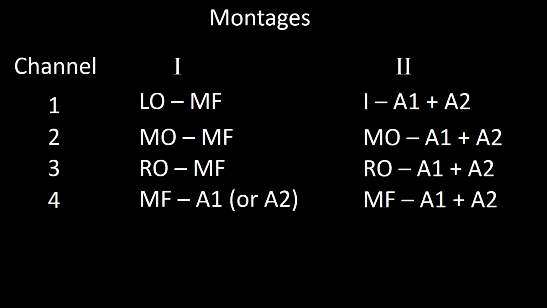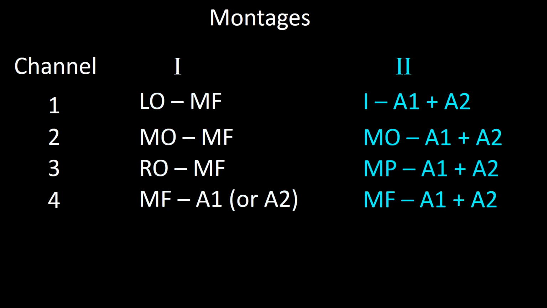These electrodes are combined to make two montages, as you can see in this frame. Montage 1, which is regularly used, is the montage in which the occipital electrodes are referred to the mid-frontal electrode. In addition, a fourth channel is used to connect the mid-frontal electrode with one of the ears, in this case, the left ear.